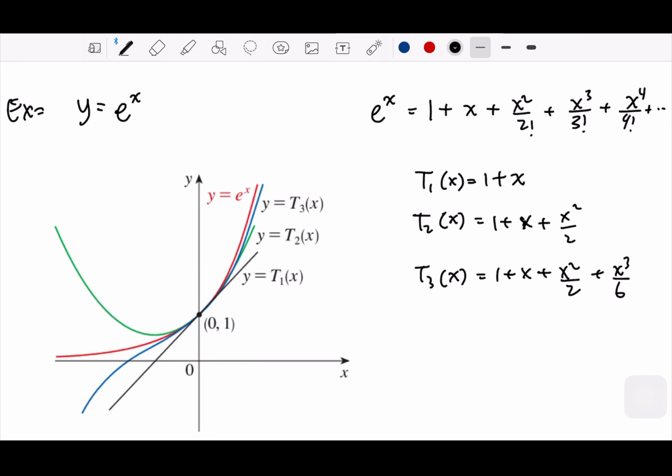But if you look at T1, T2, and T3, it seems that they are getting closer and closer to e to the x itself. But probably if we take T99, as I mentioned, they are still not really getting in line with e to the x. Of course they will get closer, but they are not crossing e to the x.